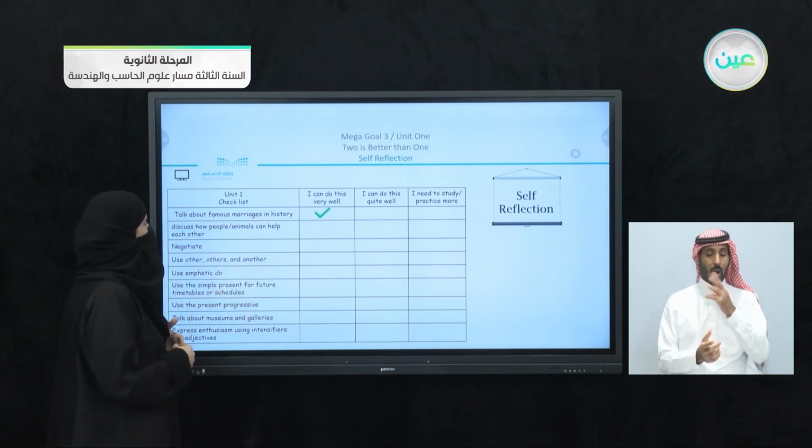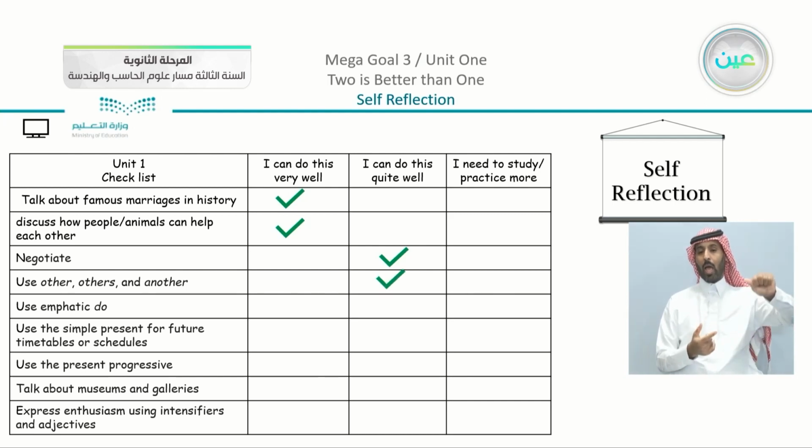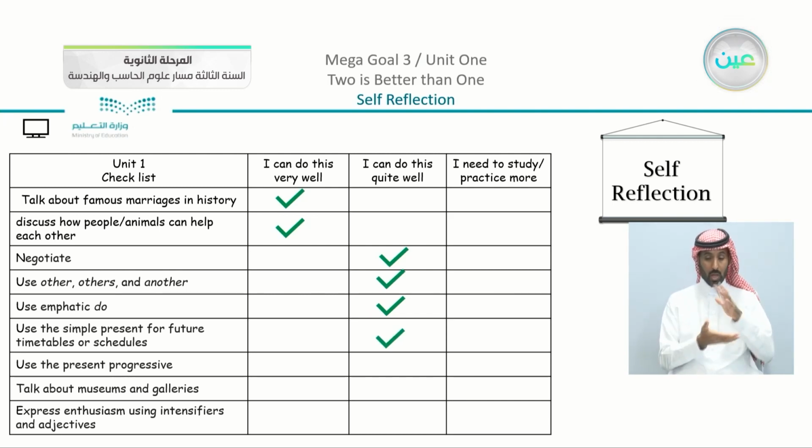Discuss how people, animals can help each other. Now, also here, is it easy? Negotiate. Now here you can evaluate yourself. For example, I can do this quite well. So I showed you here as an example to show that there are differences. Maybe something you approve of more than the other. Use others, and another as a structure. Use emphatic do, so which means that you are great in grammar. Use the simple present for future timetables or schedules. Use the present progressive. Talk about museums and galleries.